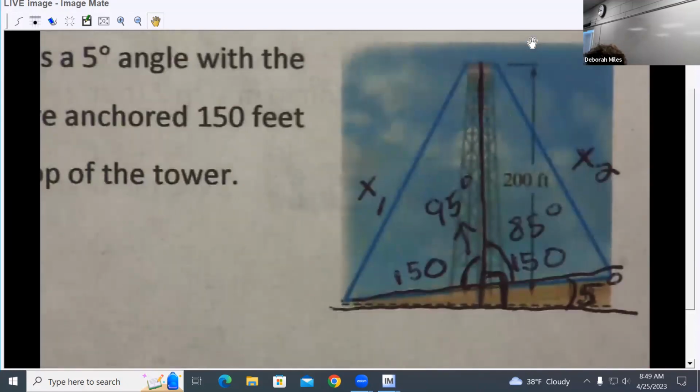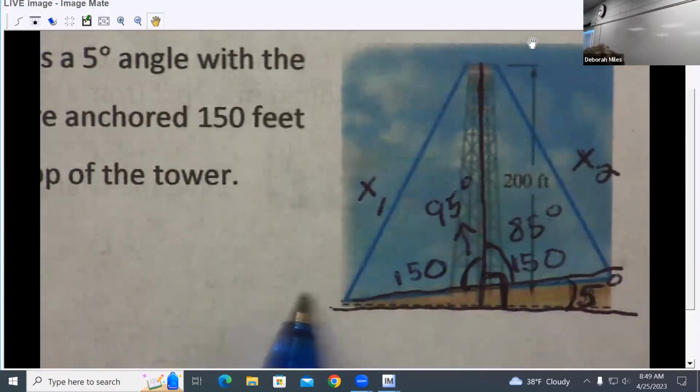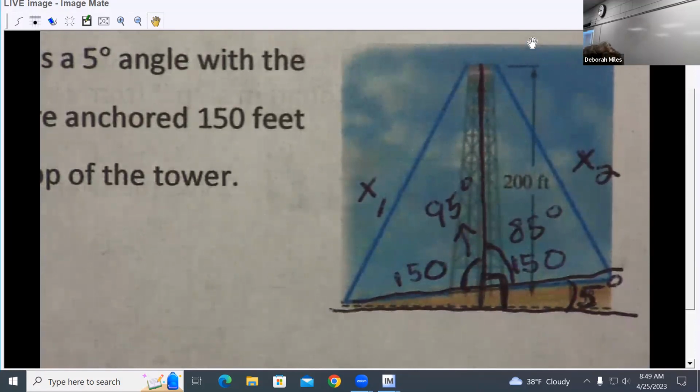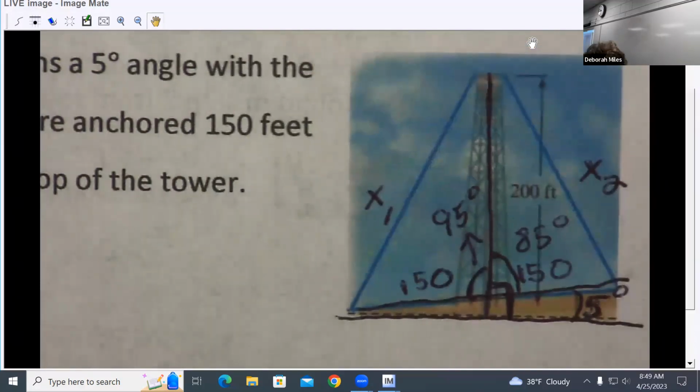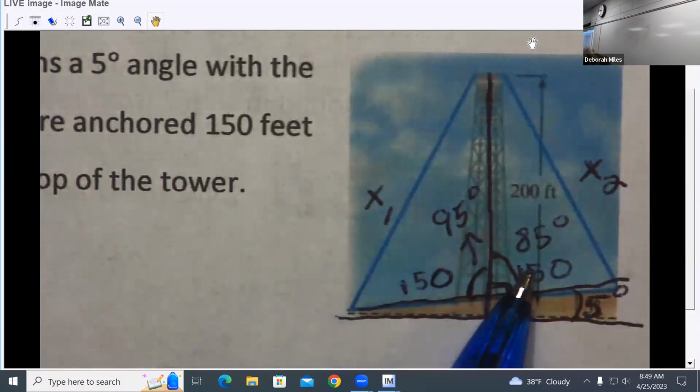So far, so good? Because you add 5. 85 and 95 are supplemental. They form that straight line. Oh, okay. So far, so good. Got everything labeled? Do we have what we need to use the law of sines? No. We know two angles.